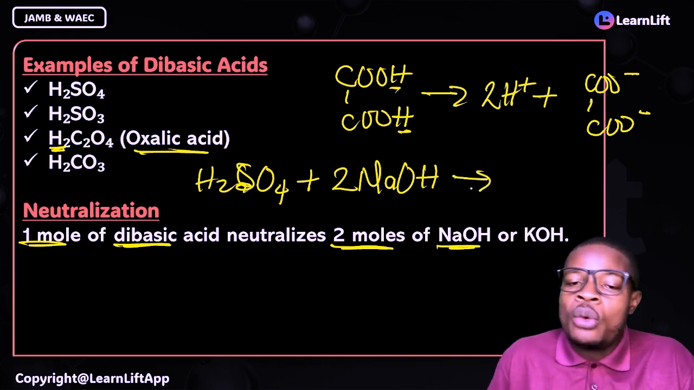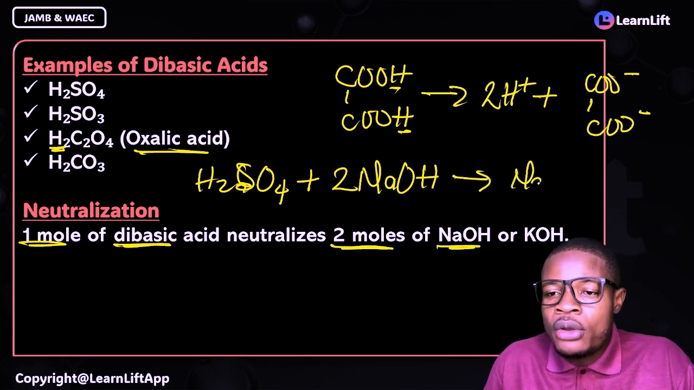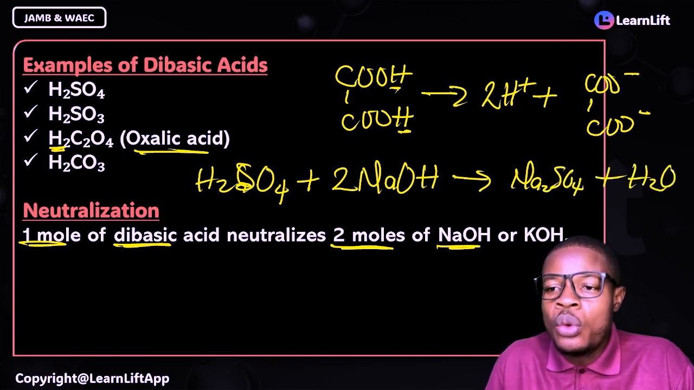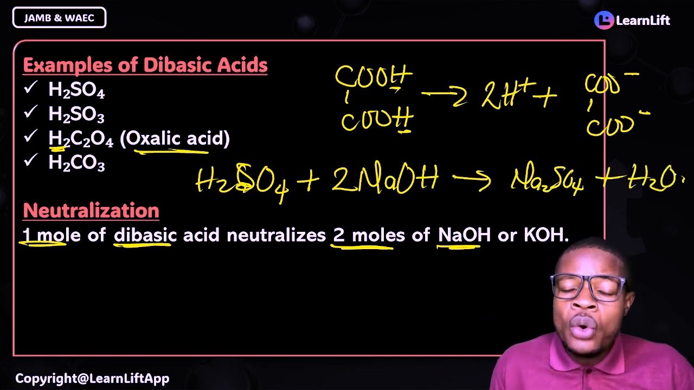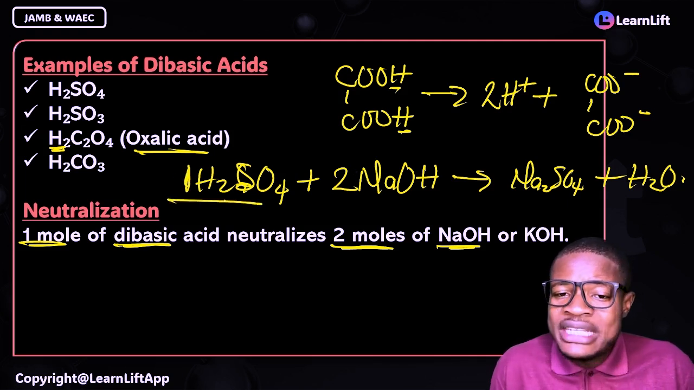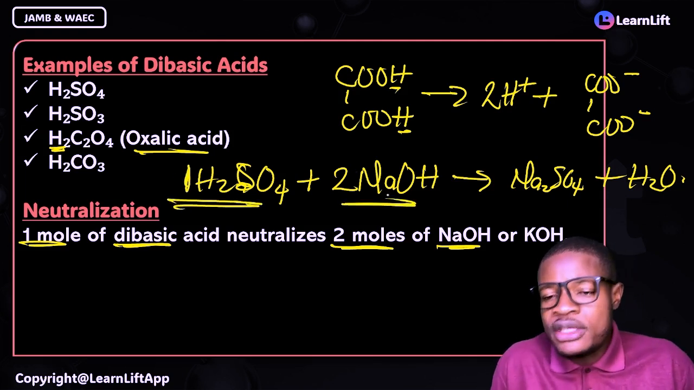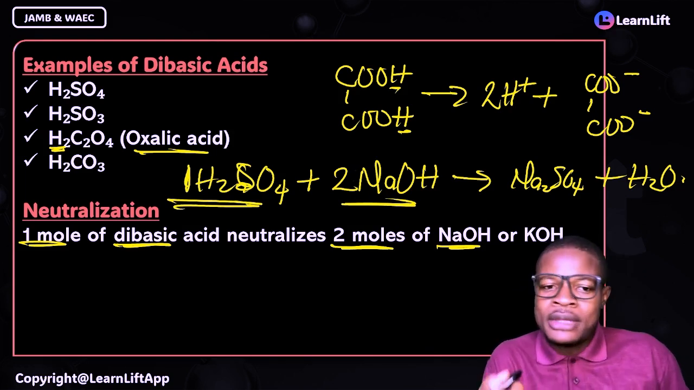At the end of the day, what is it going to form for me? It's going to form your Na2SO4, right? Plus your what? Your H2O. That's what you're going to have at the end of the day. So for every 1 mole of the acid, I need 2 moles of the what? The base to react. Are you seeing it now?